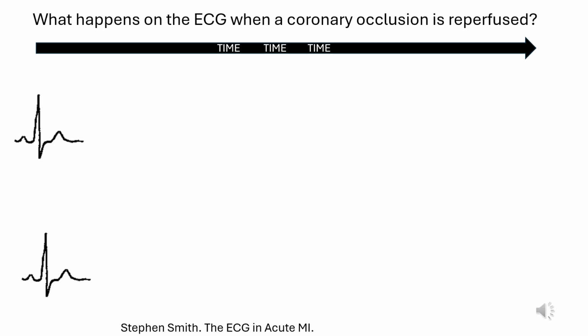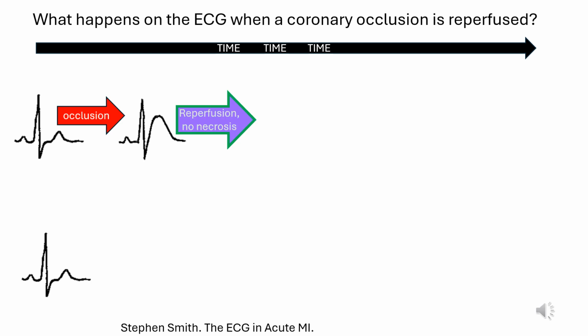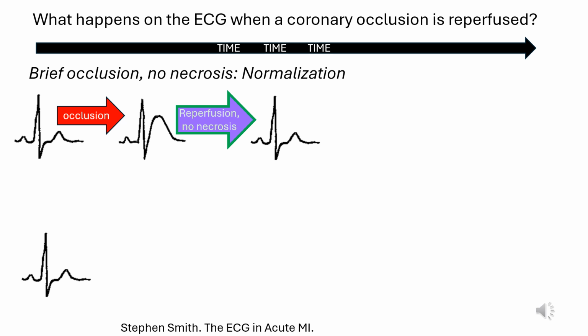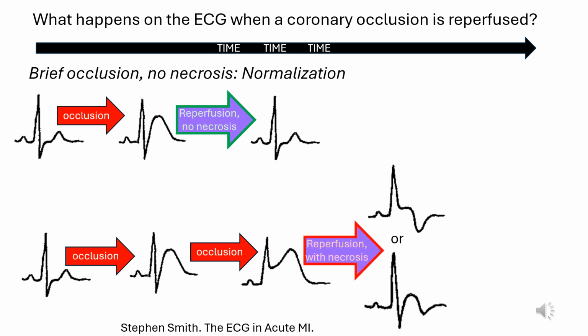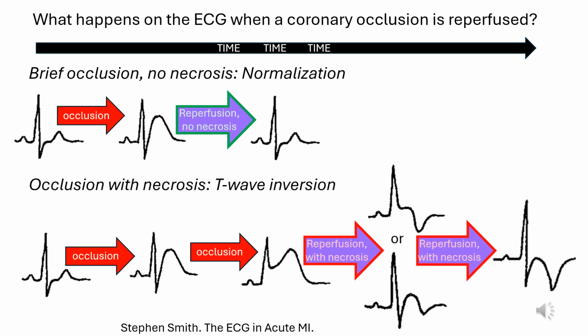What happens on the ECG when a coronary occlusion is reperfused depends on how long the occlusion has been going on for and whether necrosis is present. If the occlusion was brief, then you might see hyperacute T waves that had started to form return to baseline. We call this normalization. If there was necrosis, though, which usually will be the case, you may see T wave inversions form. First towards the terminal part of the T wave, then more symmetrically as time goes on.